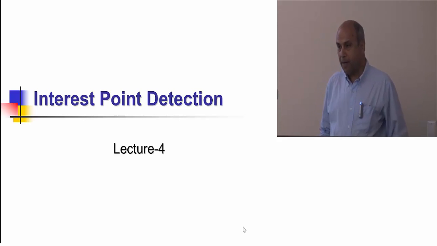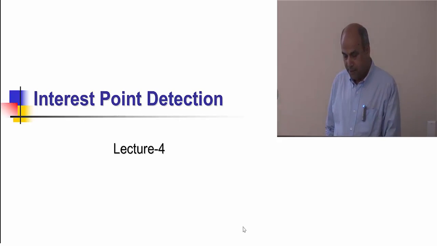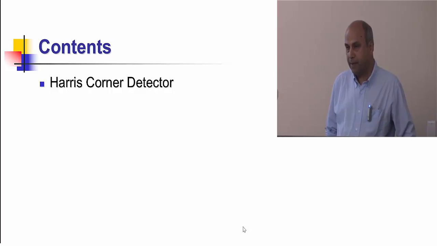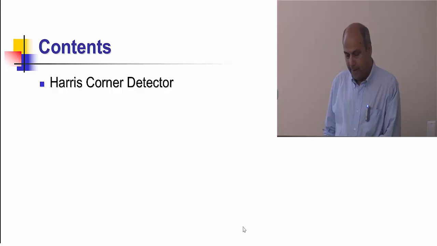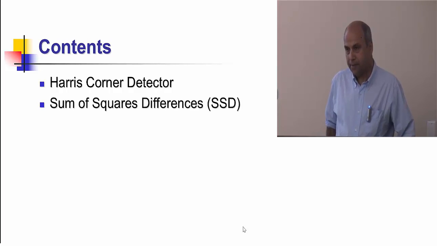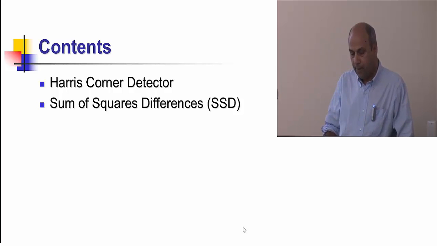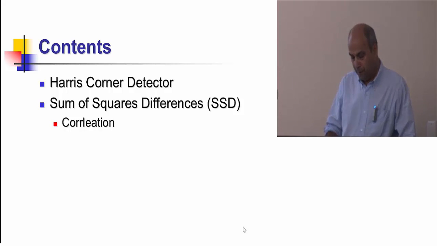is called the interest point detector or interest point detection, and we will discuss a specific interest point detector called the Harris detector. That was the name of the author who came up with this detector, and then we will discuss this concept of sum of square differences, which is called SSD, and its relationship to correlation. So we have already discussed correlation and convolution.